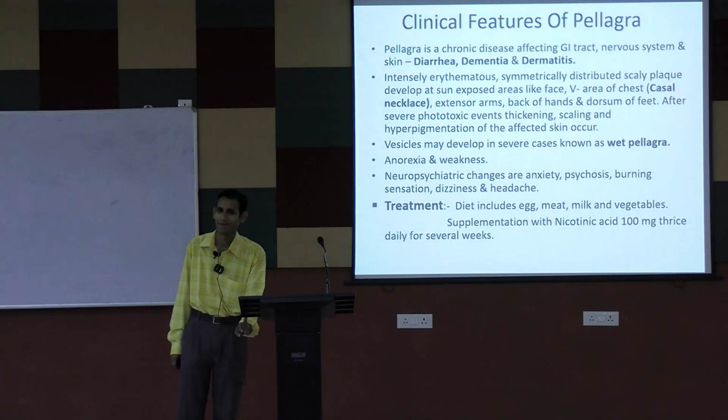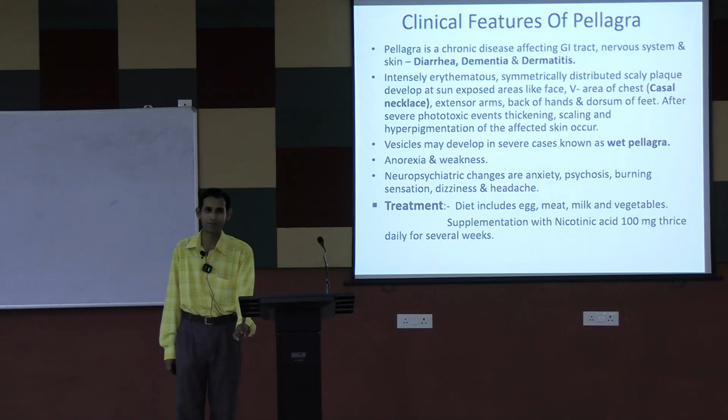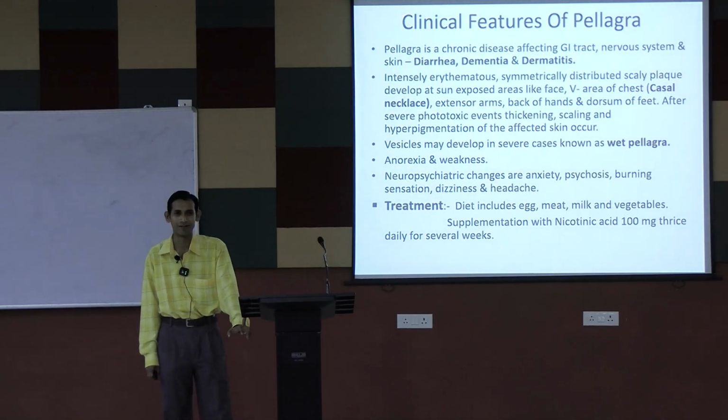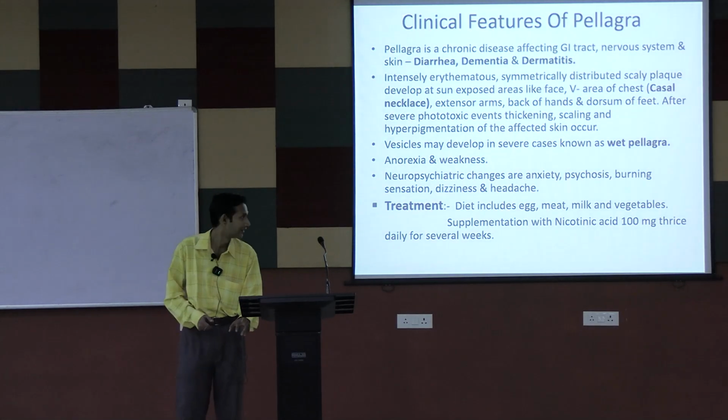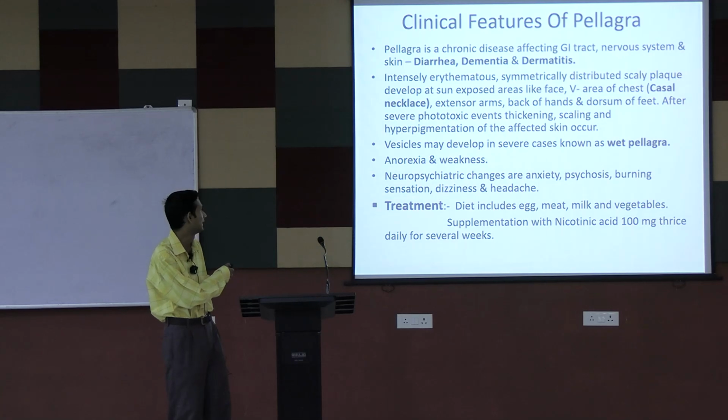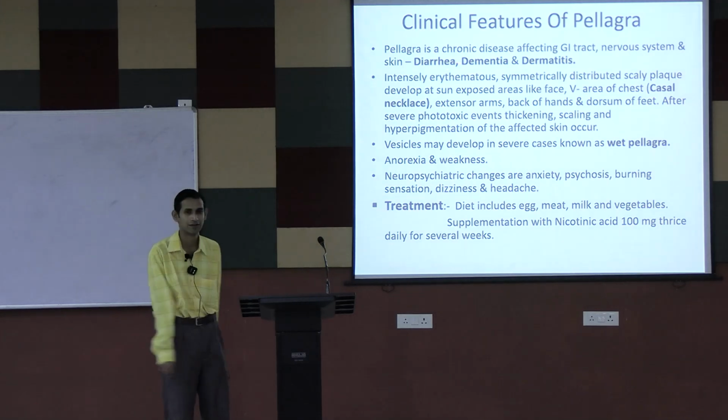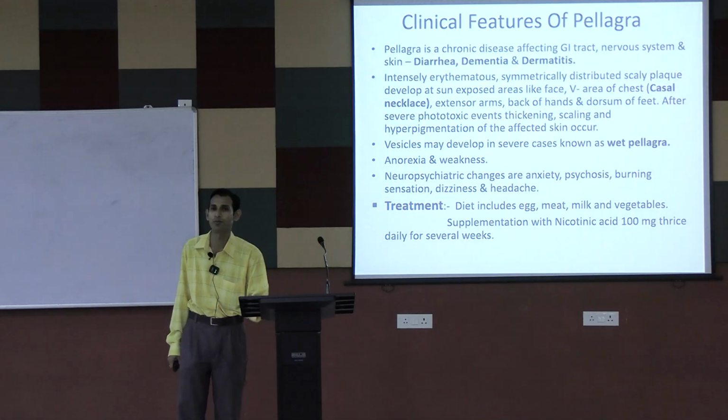The 4th D? If not properly treated, it is a fatal disease. Death can occur. Most important, death can also occur. Very good. You have to remember the 3 Ds, that is diarrhea, dementia and dermatitis. So, how does the skin lesion look?